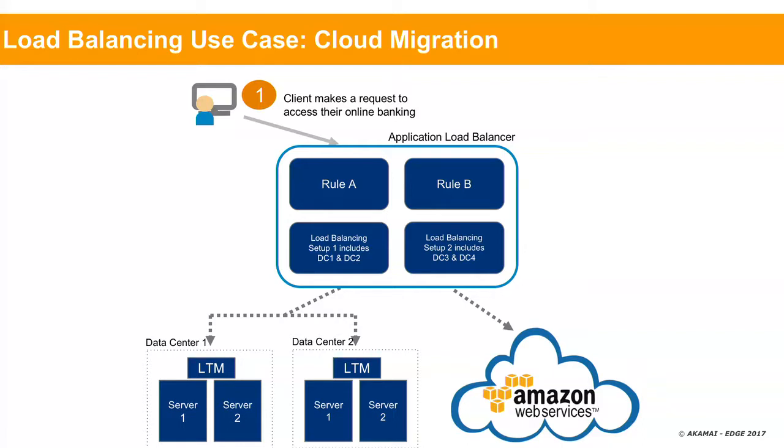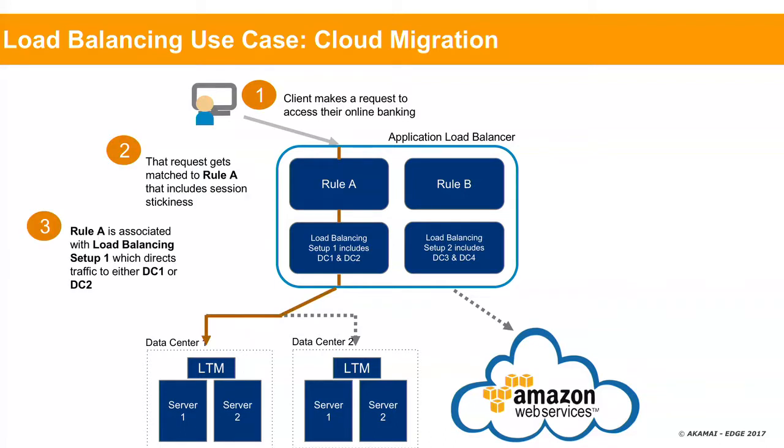So let's assume your client is making a request for the login page. Now, this is a critical resource. It's being handled by your on-premise infrastructure. And since rule A is associated with all traffic for your on-premise infrastructure, that gets picked up in your ALB Cloudlet. Rule A is associated with something called load balancing setup 1. Now, load balancing setup 1 is strictly your load balancing strategy for your on-premise infrastructure.